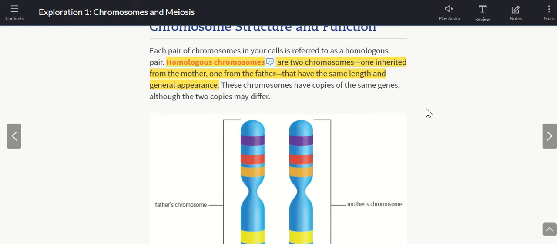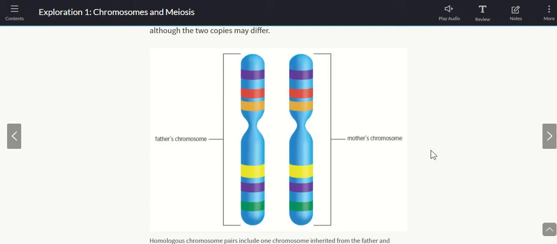The first term that I want you to be familiar with is the term homologous chromosomes. Now, this is what I was just talking about. Homologous chromosomes are where you have two chromosomes, one from your mom, one from your dad, that have the same general size and shape. And the reason why they have the same general size and shape is because they contain information about the same physical traits. Now, that doesn't necessarily mean that the information is the same.